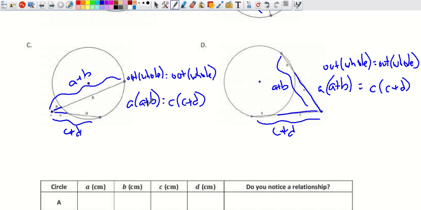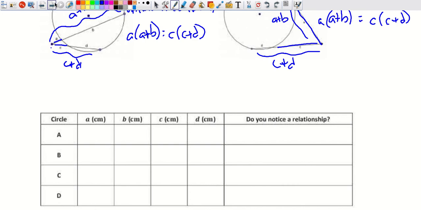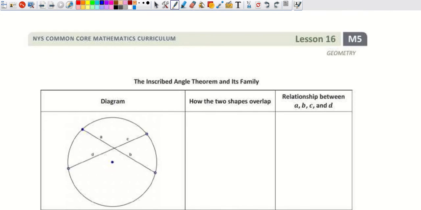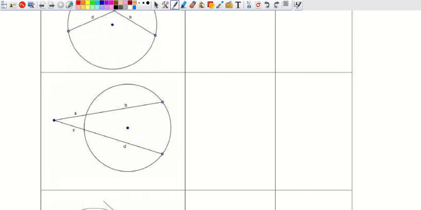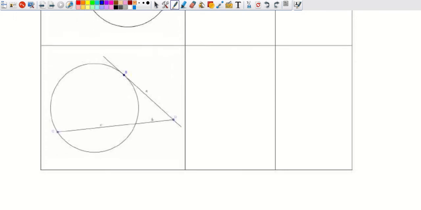A plus B. The outside for the second one is C, and the whole is C plus D. So same thing here. A is the outside, A plus B is the whole, C is the outside, C plus D is the whole. So there's our formula. All right. So same concept here. I'm going to skip through this part, but we know the formula now.